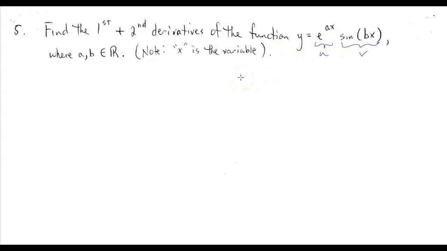Okay. Also notice that both u and v separately are composition functions, where the inside function for the e raised to the ax function is a times x, and b times x is going to be the inside function for sine of bx. So this means that in addition to doing the product rule, we're also going to be using the chain rule. Okay. So let's go ahead and work out this particular problem.